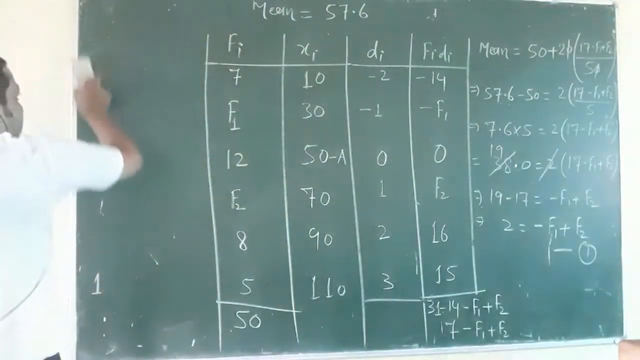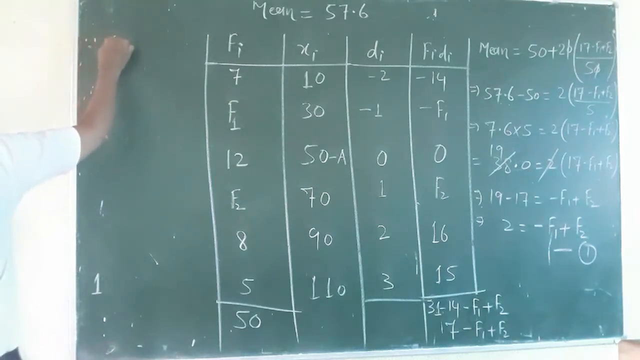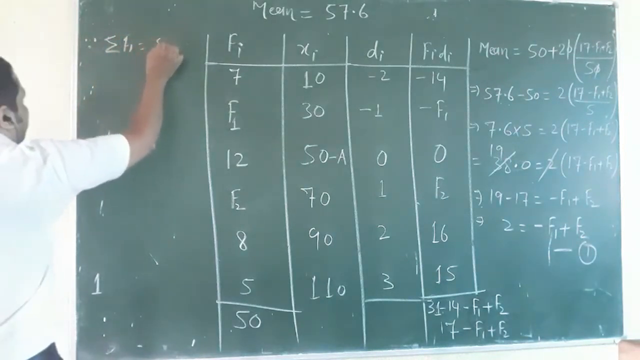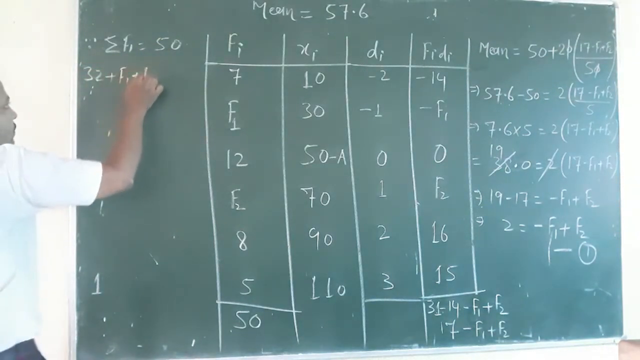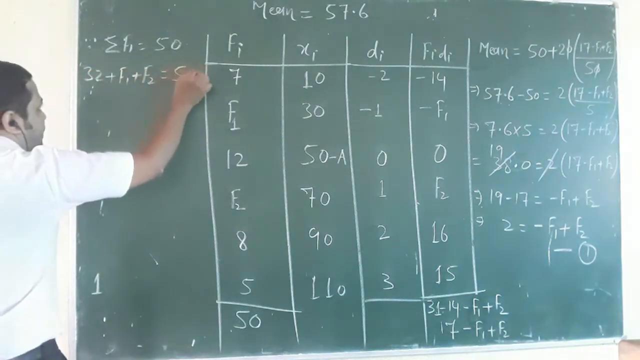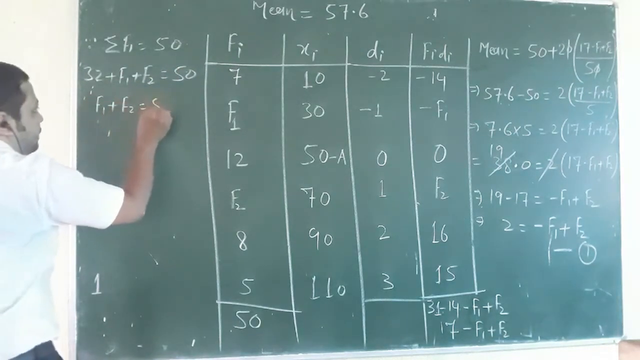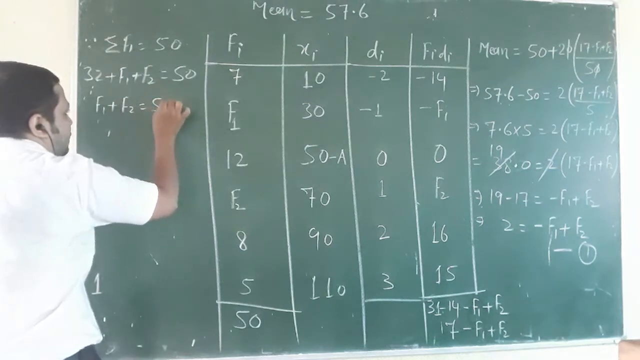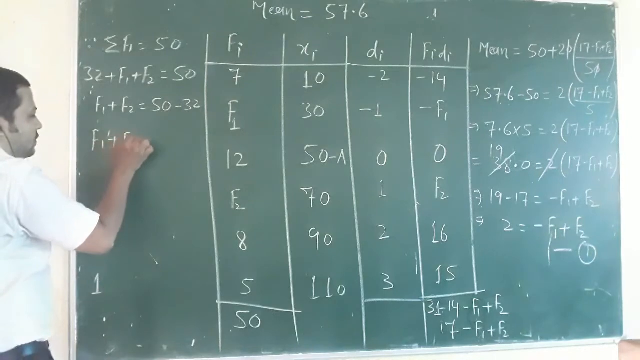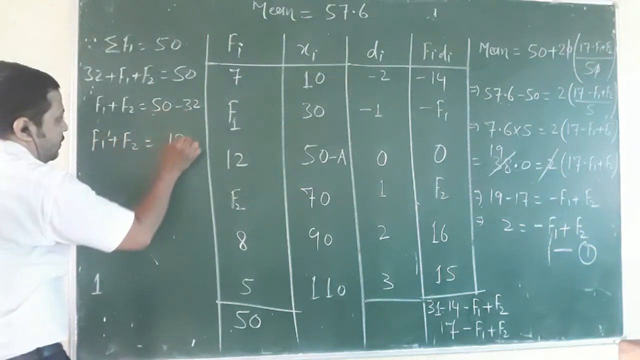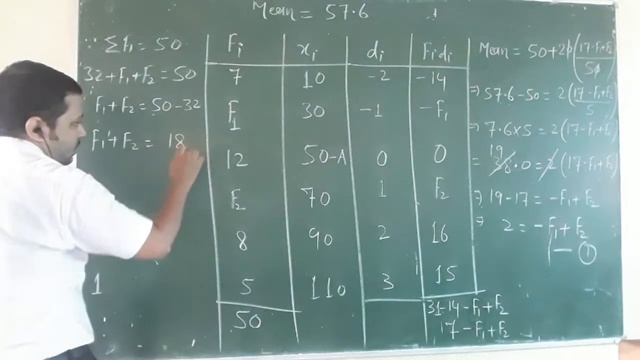now this one here, I will be solving this one. First of all, since sum of Fi is equal to 50, so it will be 32 plus F1 plus F2 is equal to 50. So F1 plus F2 will be 50 minus 32. 50 minus 32. So F1 plus F2 is equal to 18.